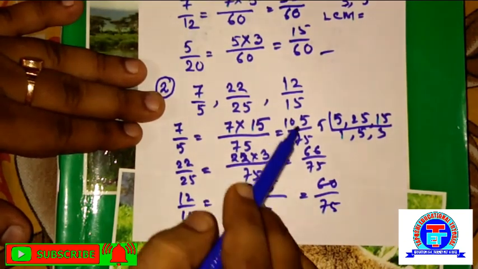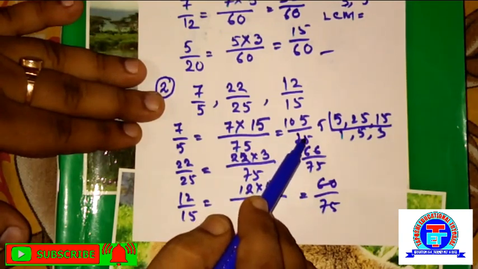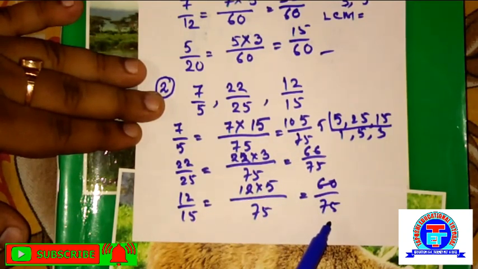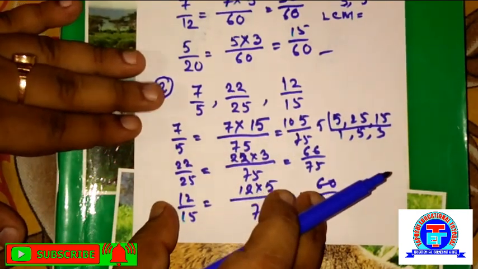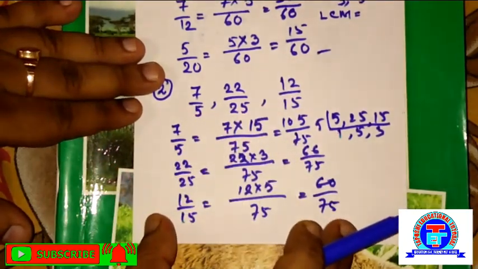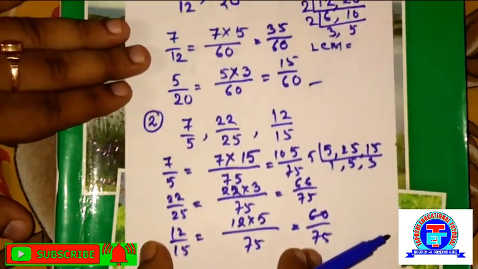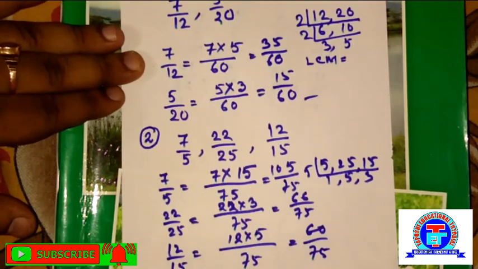So here all fractions have the same denominator, so it will become like fractions. So here we learn to convert unlike fractions to like fractions. Hope students, you clearly understood.